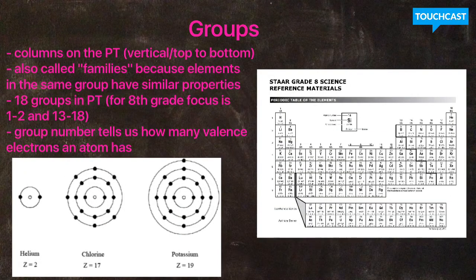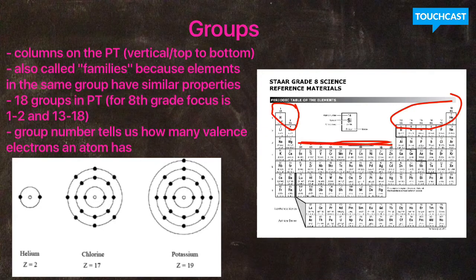Next up is groups. Groups are the columns on the periodic table, or the vertical lines top to bottom. Another term we use for groups is families, because elements in the same group have similar properties. There are 18 groups total on the periodic table, but in 8th grade we mainly focus on 1 and 2, and 13 through 18. We kind of skip over really discussing the transition metals as far as groupings are concerned. And the group number will tell you how many valence electrons an atom has.